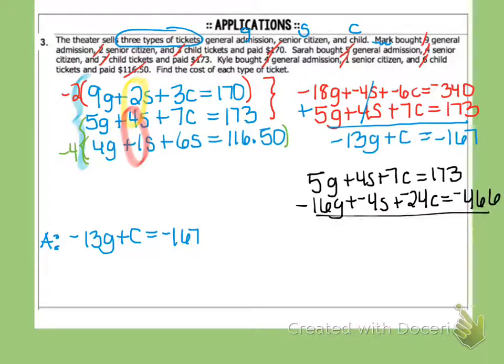And now I'm ready to go to work. I'm going to go ahead and add those together. So my s's will cancel out. And when I add my g's, I have a negative 11g. And when I add the c's together, I have a negative 17c. And the constant terms, negative 293.